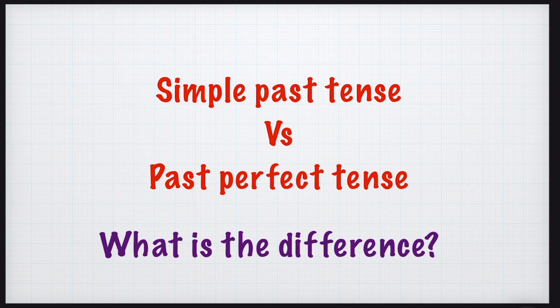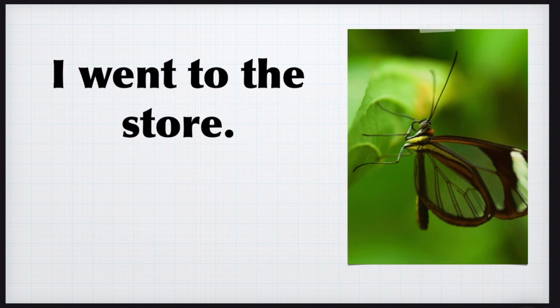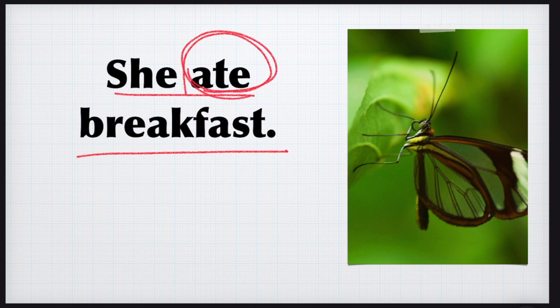In today's class, we are going to discuss simple past tense versus past perfect tense. What is the difference? Look at this sentence. I went to the store. The verb here we have used is went. She ate breakfast. Ate is a verb here.